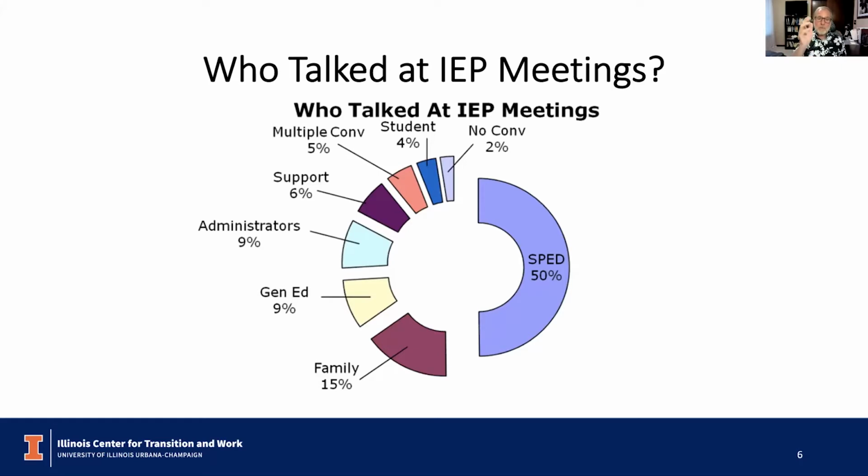Family members, 15%, general ed 9, administrators 9, support staff 6. You know how you have a meeting that's going along just fine, and then the people over to your left begin talking about what they're going to do this weekend. The people beside you are starting to talk about what they're going to have for dinner tonight, and this person over here is just being silent. And we call that multiple conversations. Those happen 5% of the time. Students talk 4% of the time. Think about that. Now, whose meeting is this?